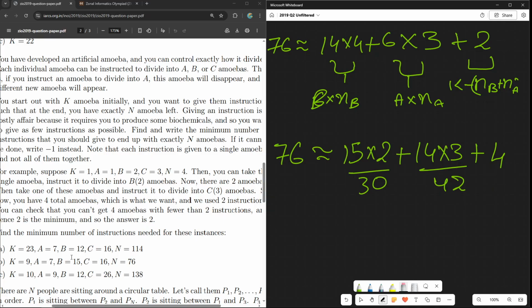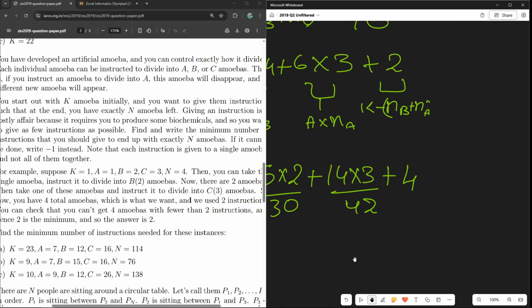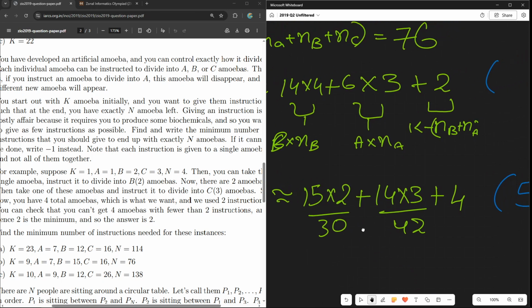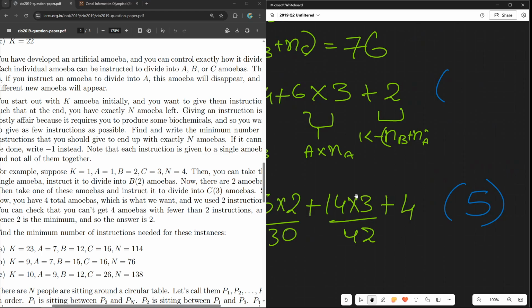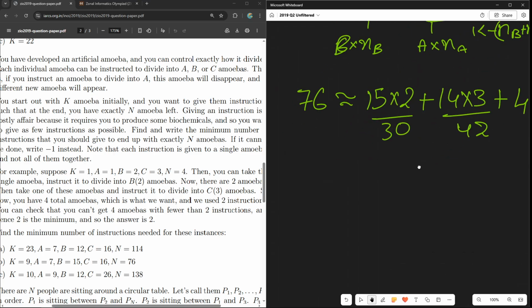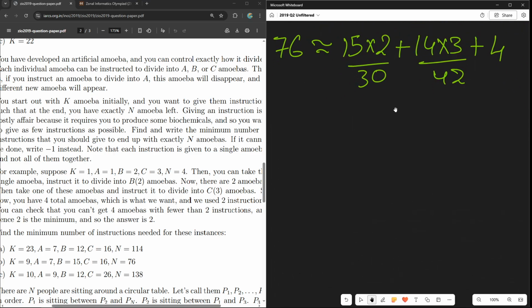Let's see. The minimum number of instructions required for these instances is now we got 5 here. Let me write 5, and here we got 4 plus 3, which is 7. 7 is of course greater than 5, so we'll not take that into consideration, but just to keep that.